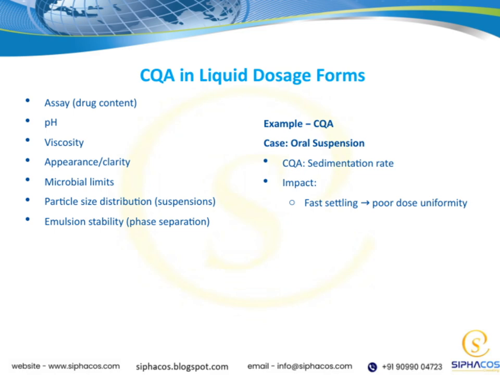Several attributes are critical here, including assay, which measures the drug content to ensure correct dosing. We also look at pH, viscosity, and appearance or clarity to assess the physical stability and usability of the product. Microbial limits are essential for safety, of course. Additionally, for suspensions, particle size distribution is a vital parameter because it influences sedimentation and stability.